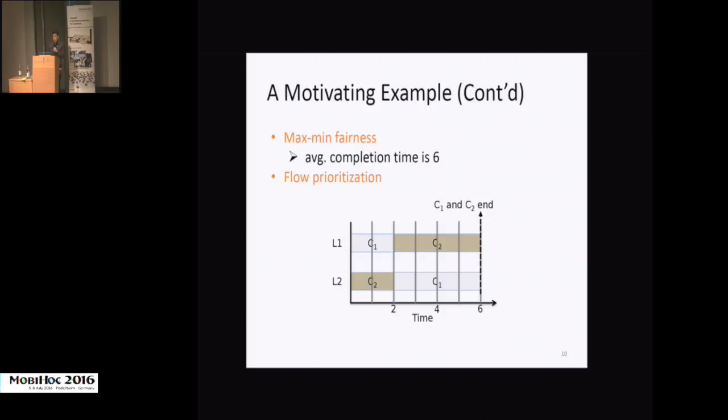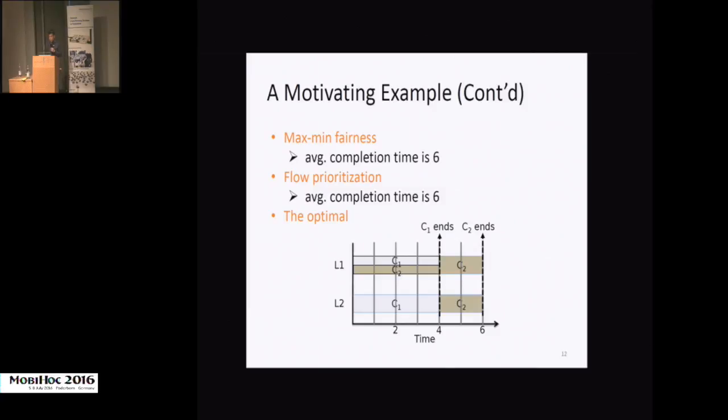So here is another approach, called flow prioritization, which is also a well-known individual flow scheduling approach. Basically, it prioritizes the flow with the smaller size on each link. By doing so, the performance is the same as max-min fairness. The flow prioritization approach can achieve an average completion time of 6.